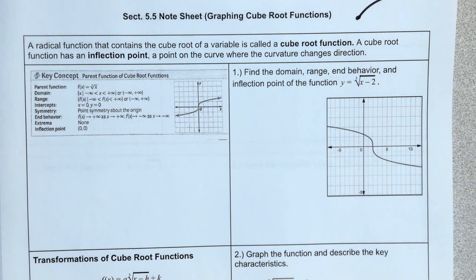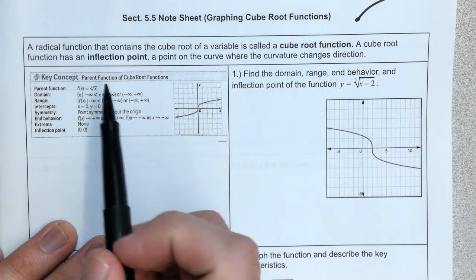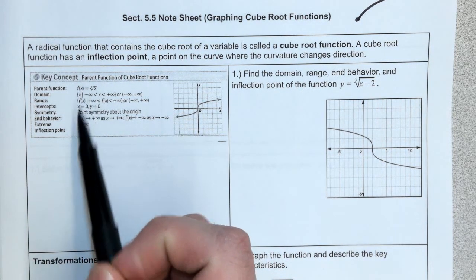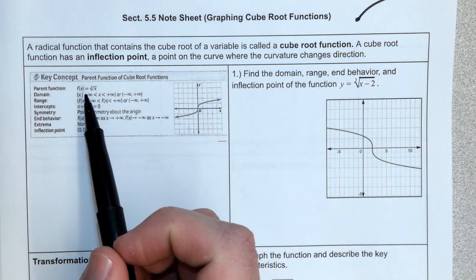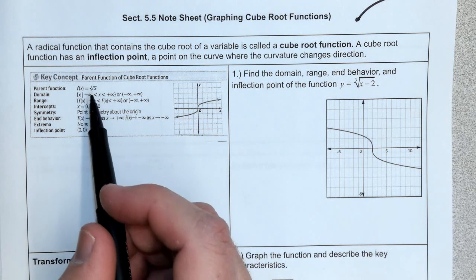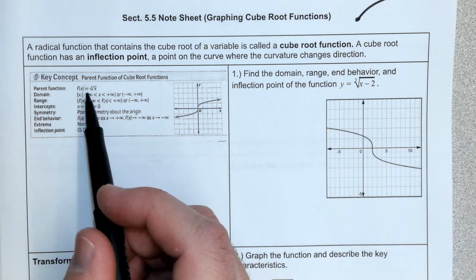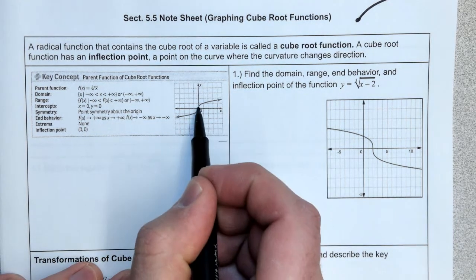A cube root function has an inflection point, a point in the curve where the curvature changes direction. It's also called the concavity changing direction. But essentially, an inflection point is where the curve changes directions, and we'll analyze that here in a second. So, in general, we're going to look at the parent function of the cube root function. The parent function is the simplest function of the family. For cube root functions, it's just cube root of x, and this is what it looks like.